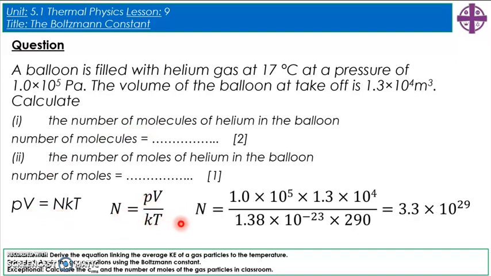We're going to substitute in our values. We put pressure and volume. We've got our value for k and our value for temperature, which must be in Kelvin. Here it's in degrees Celsius. And we get 3.3 times 10 to the power 29. And here, to work out the number of moles, we would just divide that by Avogadro's number, and we would get 5.4 times 10 to the power 5.